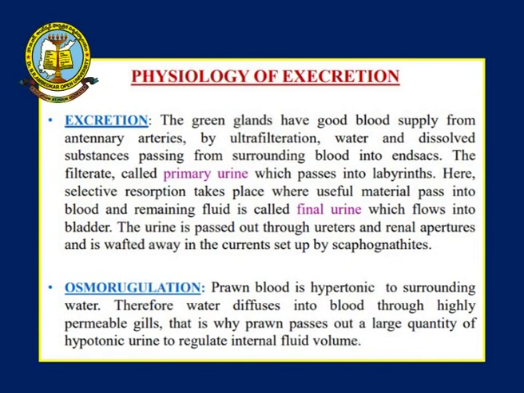Now, along with excretion, there is also another process occurring, that is osmoregulation. The prawn blood is hypertonic to the surrounding water. Therefore, water diffuses into the blood through the highly permeable gills. That is why the prawn passes out a large quantity of hypotonic urine to regulate its internal fluid volume.